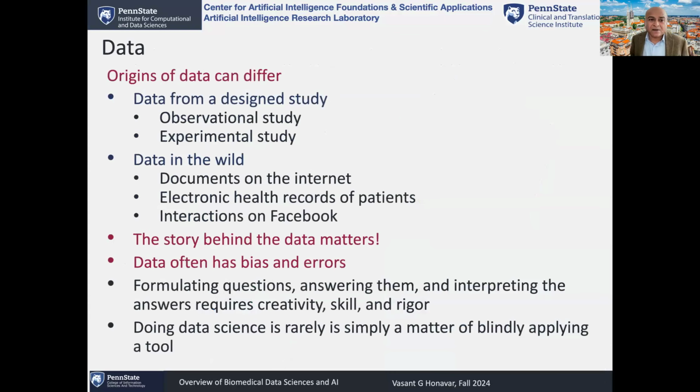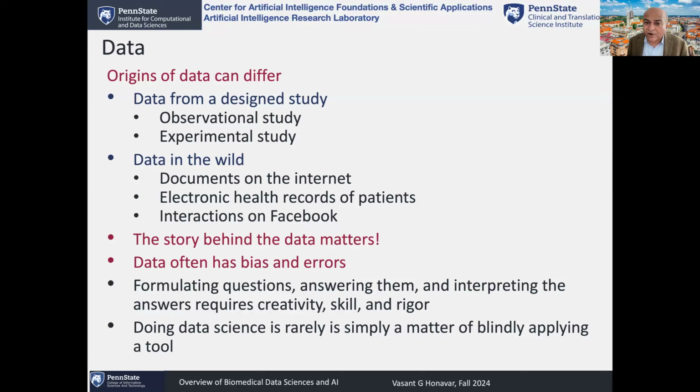So the origins of data can differ. Data can be coming from a design study, an observational study, or an experimental study. There are also data that are in the wild, in the sense that you had no control over gathering that data. It just is there. It was gathered for whatever purpose, and you don't completely understand the story behind that data, why it looks the way it does. Examples are documents on the internet, electronic health records of patients, interactions on Facebook. These are data in the wild.